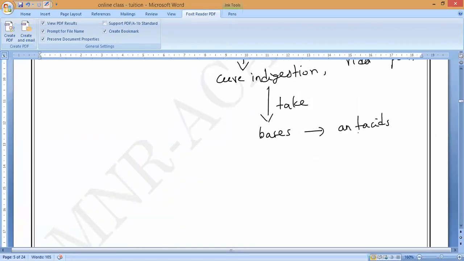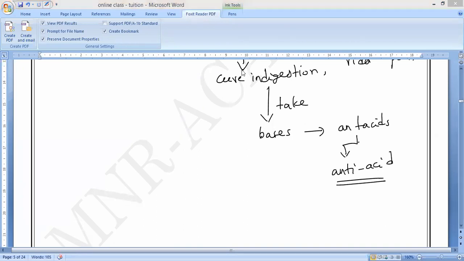What do you mean by antacid? Anti-acid means which is opposite to the acid. I am anti to Dina means I am opposite to Dina. Same way, antacid means anti-acid. These antacids are a group of mild bases which have no toxic effects on the body.